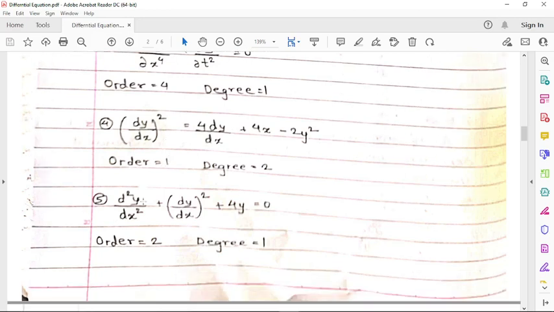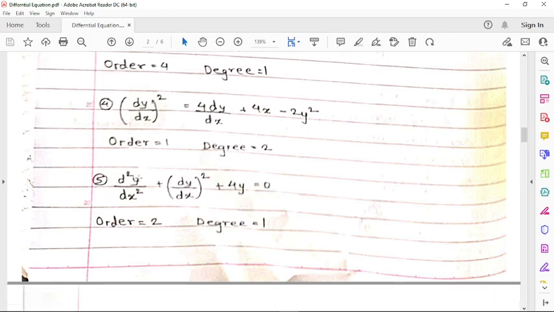Fifth equation: d square y by dx square plus d square y by dx square plus d 4y is equal to 0. So here what is the order? Two terms are present. Here the highest order is 2. Okay, so the order is 2, and remember that we have to take the power of the highest order derivative. The highest order derivative term is this first term. And what is the power? The power is 1, not 2. Remember that. Okay, so the degree is 1.